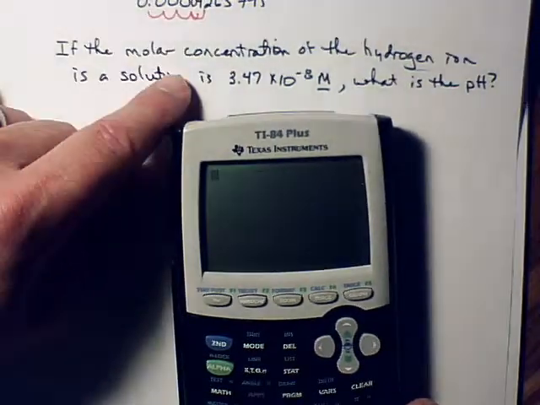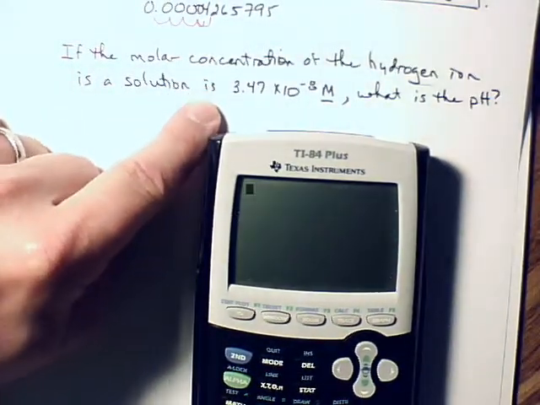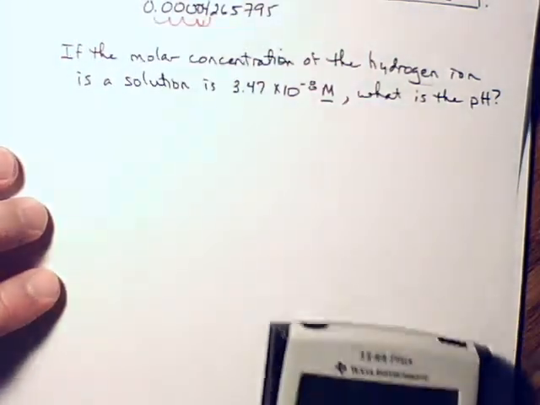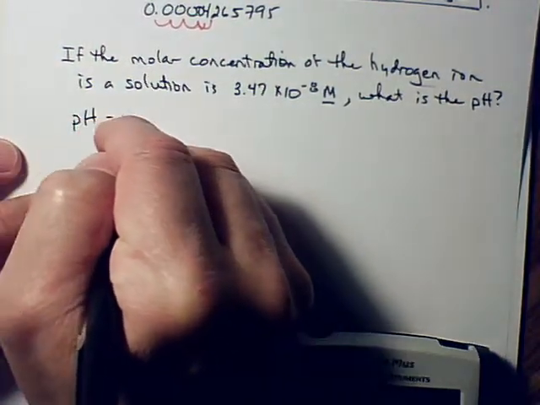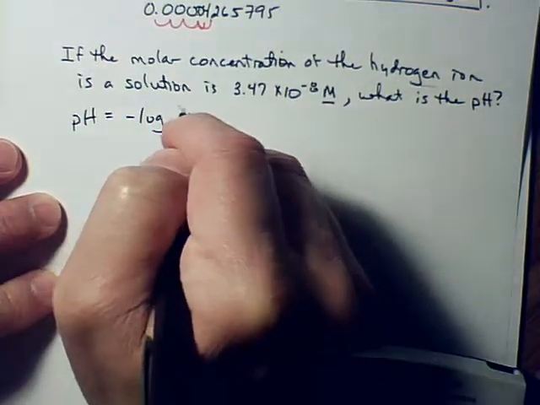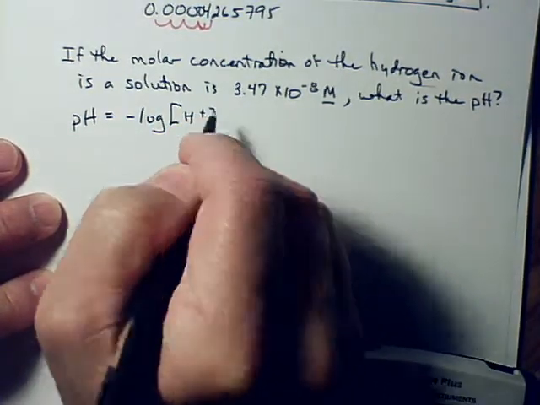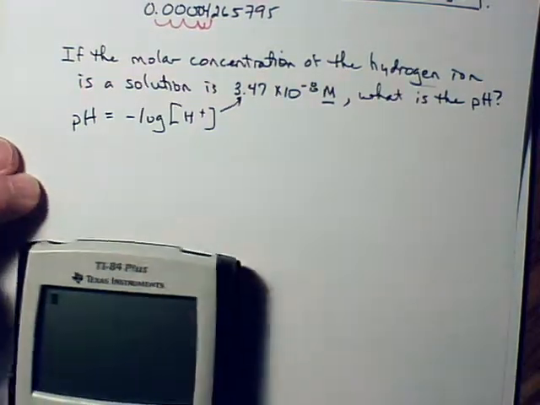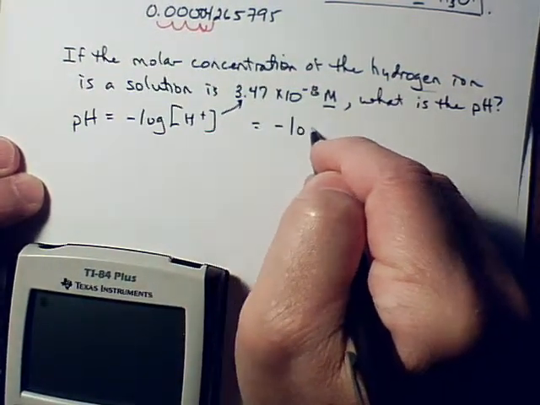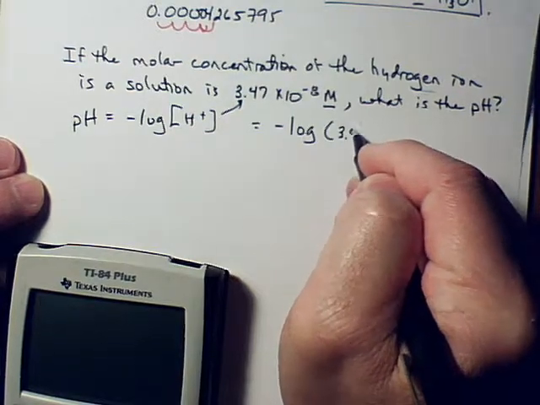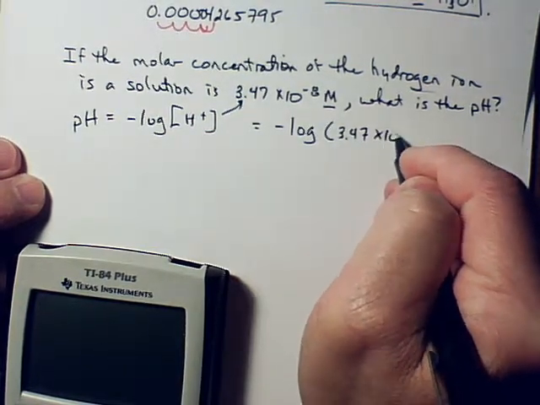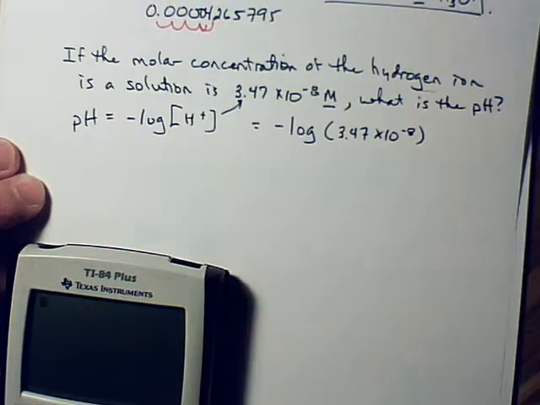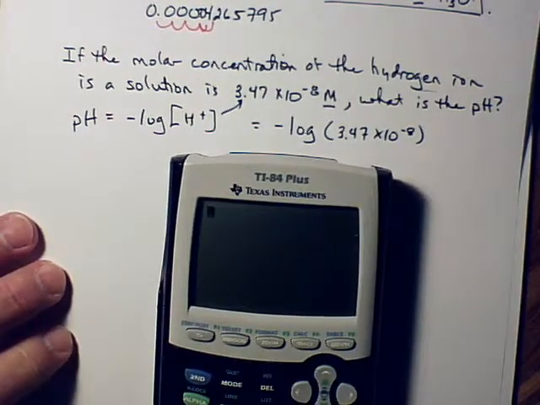Okay? So this is our molar concentration of hydrogen ions. And so what we need is, since pH is the negative logarithm of the hydrogen ion molar concentration, and that's that number right there, then we're just simply going to find the negative logarithm of 3.47 times 10 to the negative 8 to find the answer. So I want to hit my change of sign button. I'm going to hit my logarithm button. I'm going to put in 3.47.